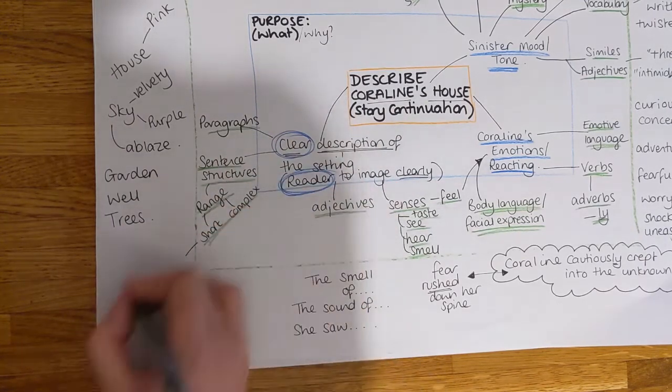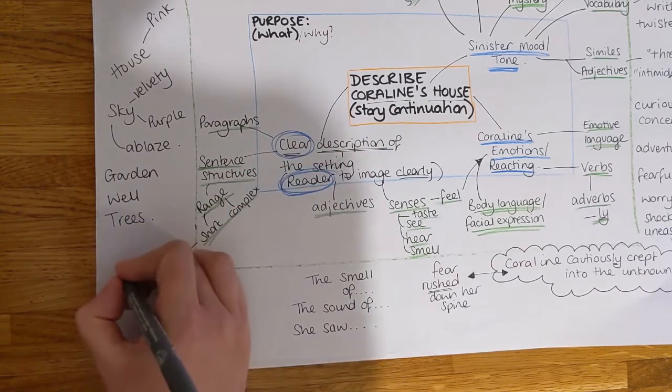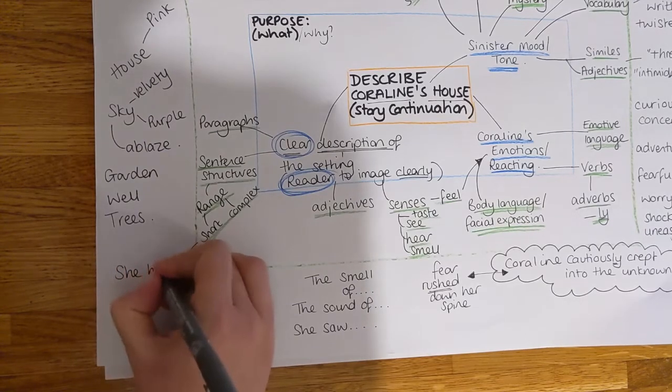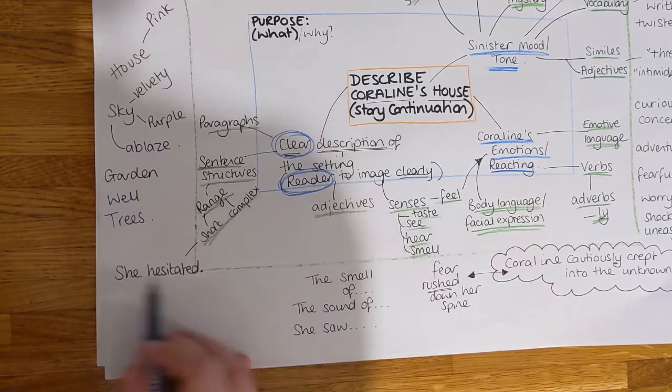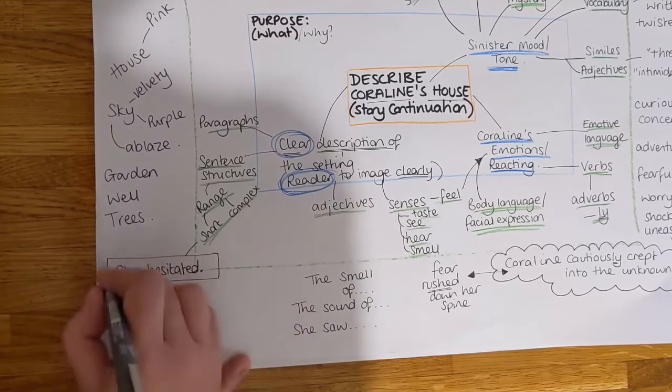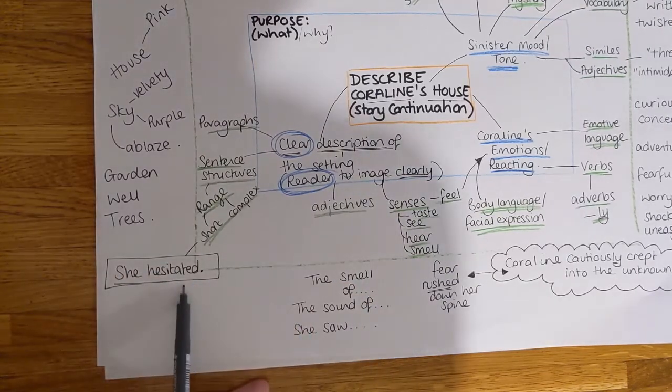You could have she hesitated. Again, really short sentence, isn't it? Only 2 words, but raises lots of questions. Why has she hesitated? Has she seen something? How is she feeling? What's there? So again, that gives you lots of starting points that you could use.